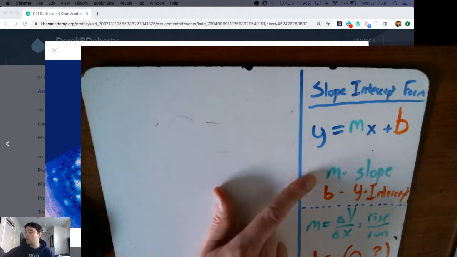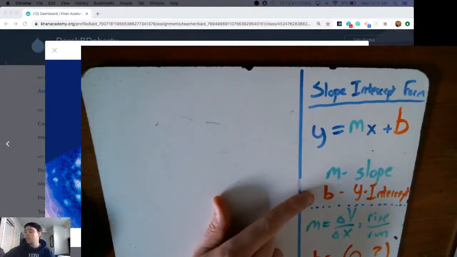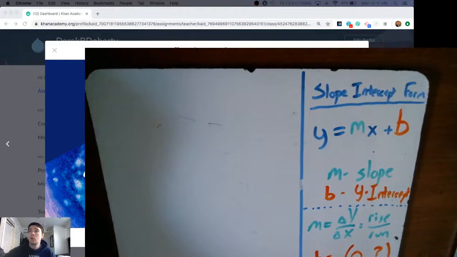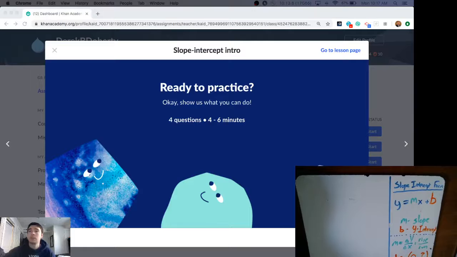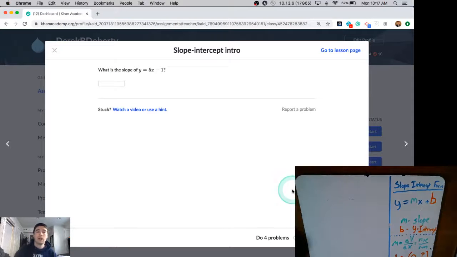The m will always represent the slope, and the b will always represent the y-intercept. We like this form of a linear equation because it makes it easy to identify the slope and the y-intercept right away. And if you know the slope and the y-intercept, you can easily build a graph and work with the equation and a lot of other nice things.